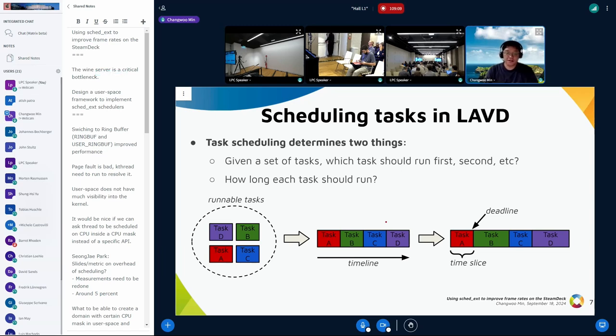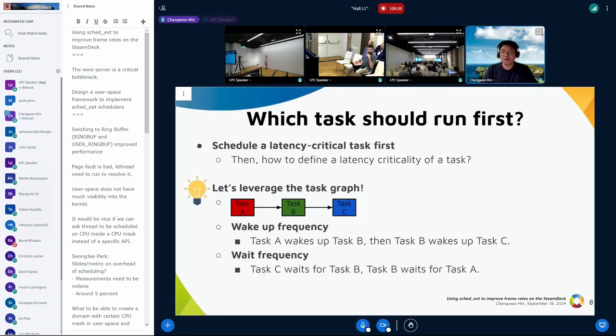So essentially, from the LAVD's and most of the deadline-based scheduling algorithm's point of view, scheduling is nothing but taking the runnable tasks and deciding which task should run first, second, and so on. And then, once the order is decided, how long the task should run. So essentially, from the technical point of view, the LAVD should determine a task's virtual deadline and time slice. Let me explain how to decide the virtual deadline of a task.